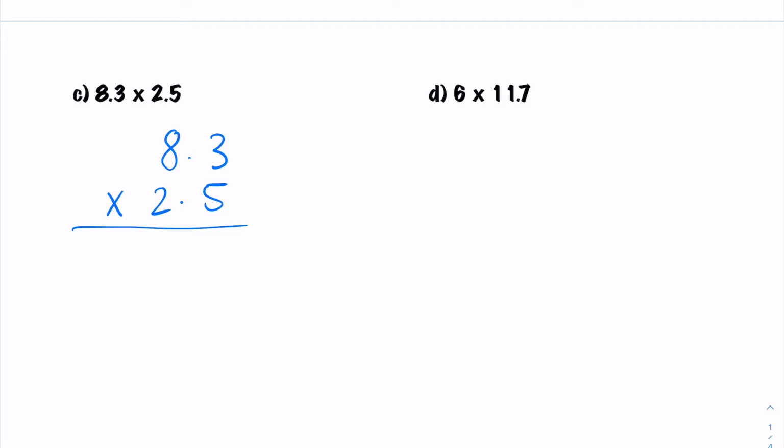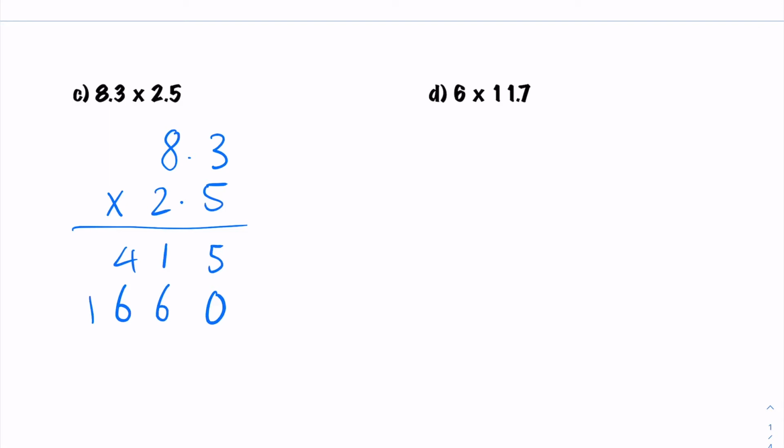So we've got the 3 times 5, it's going to give you 15. So 5 there, carry the 1. And then 8 times 5 is going to give you 40. With that 1 there, it's going to make 41. Next up, we have to do 3 times 2. And because we're dropping down a row, we're going to put a 0 here. So 3 times 2 is going to give you 6. And then we need to do 8 times 2, which is going to give you 16. So put your 16 in here.